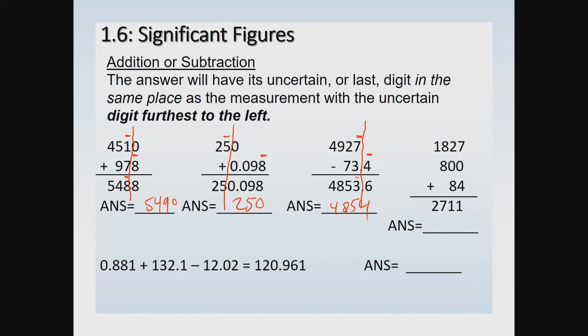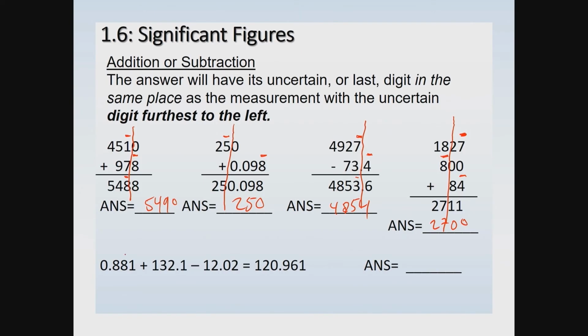4854. Okay, the next one, this is an uncertain digit here. This is an uncertain digit here. This is an uncertain digit here. So what we want to do is round this to the leftmost uncertain digit place. So we want to round this to the hundredths place. So we round this to 2700.